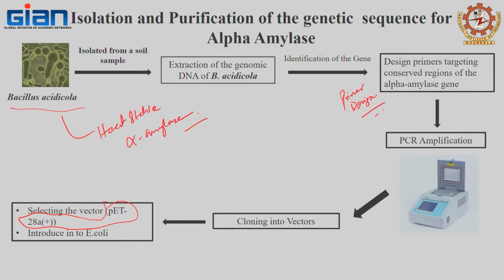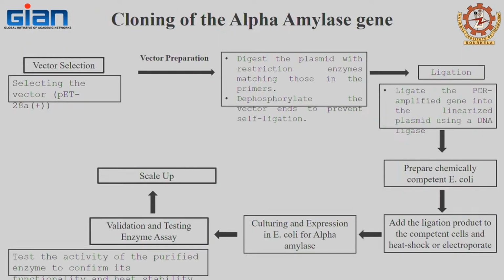After that it is introduced into E. coli. We specifically selected E. coli because, as you might have seen in previous slides, E. coli gives intracellular production of alpha amylase, the production is quite high, and the generation time of E. coli is quite low, so it can produce in a shorter period of time.